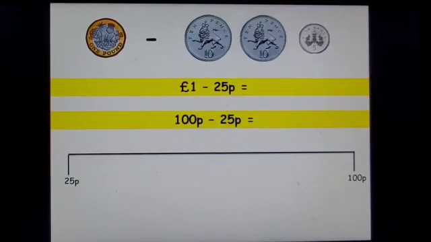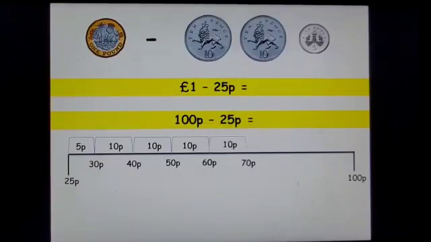25 isn't a whole decade number, isn't a whole 10 number. So I need to get it to a whole 10 number. I know I need to add 5 pence to get me to 30 pence, to the next whole number. Now I'm just going to jump in 10 pences until I get to my 100 pence. Keep adding 10 pences until I get to the end of my number line. Once I've done that, I need to count how much money I have added on to my 25 pence.